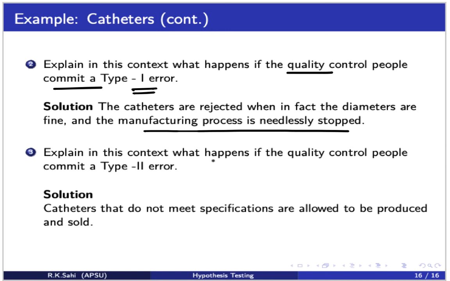Now, on the other hand, what happens if the quality control people make a type 2 error? That means the catheters which were being produced were not being produced with the correct diameter. And what happens? You're putting the lives of the people who would be receiving it in danger. So the catheters are not meeting the specifications and are still allowed to be produced and sold. Thank you, guys.